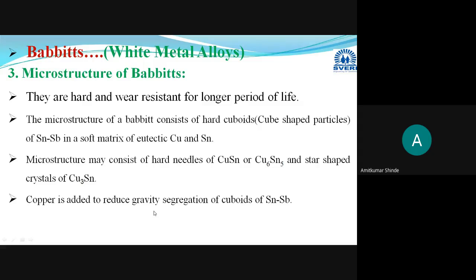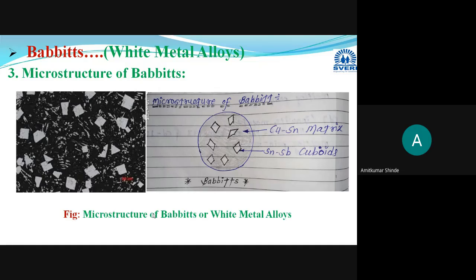Segregation can also be avoided by using rapid cooling rates. If you use a rapid cooling rate, the particles get very little time to segregate in one place. So either you use a rapid cooling rate or you add copper to avoid the segregation of the tin and antimony particles. For this purpose only, to avoid gravity segregation, which would result in high hardness on the top surface only, we add the copper element here. So this is the microstructure of Babbitt materials.